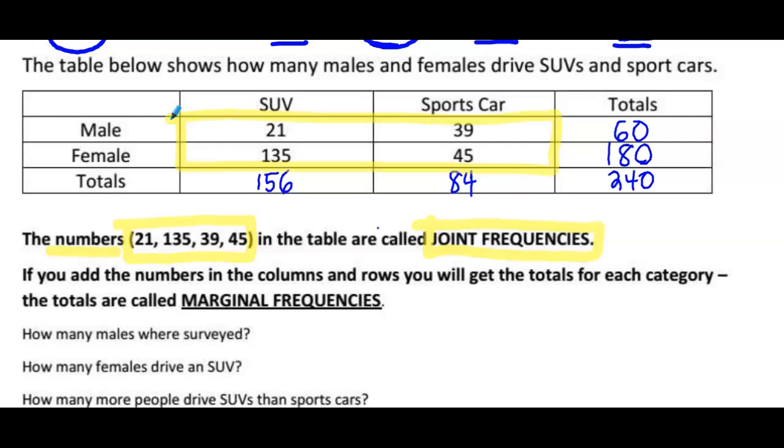It says next, if you add the numbers in the columns and rows, you get the totals for each category. So the next thing you need to know is the numbers where the totals are. These are called marginal frequencies. The marginal frequencies are your total numbers. So make sure you know what is a joint frequency and what is a marginal frequency.